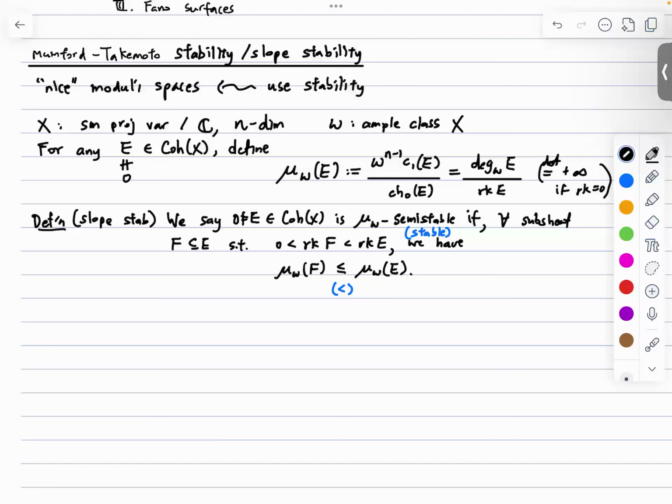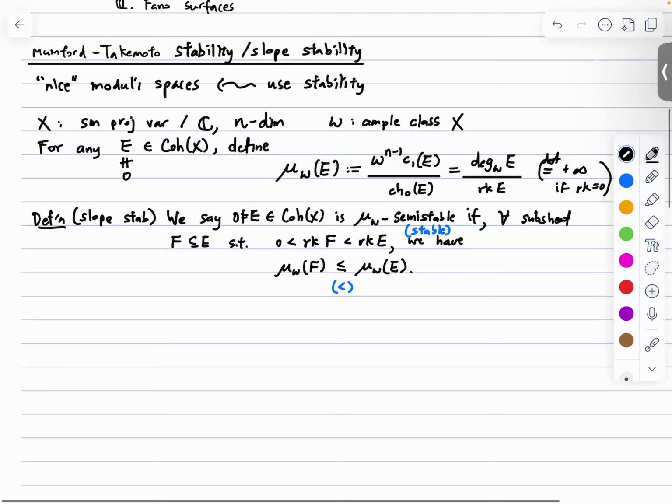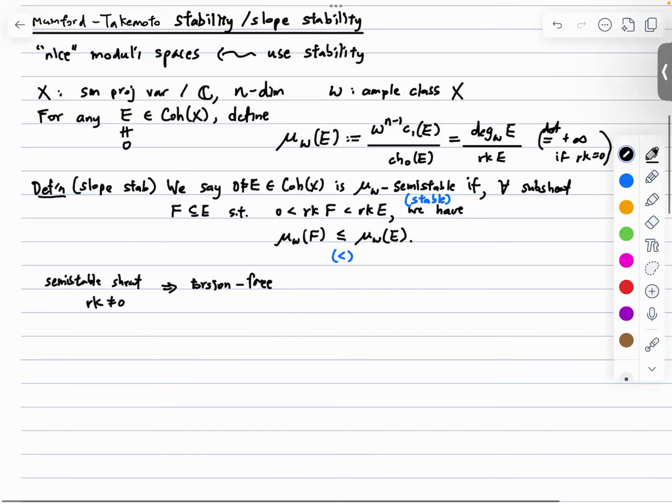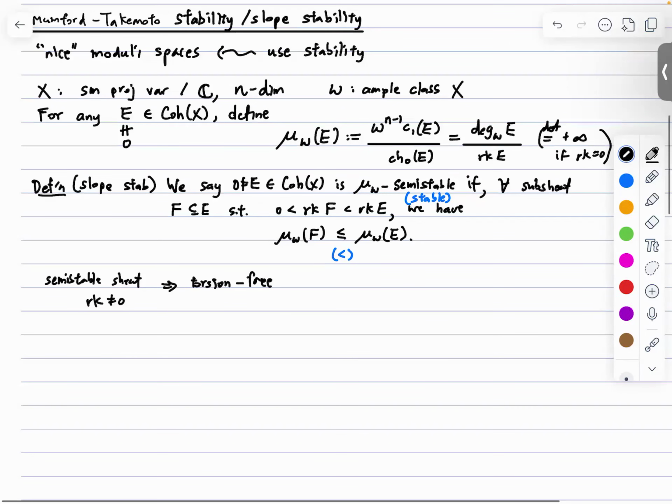And from the definition of mu and the definition of slope stability, you can easily check that if you have a semi-stable sheaf with positive rank, then it has to be torsion-free. So if you get bored at some point, this is a little lemma that you can try to prove.